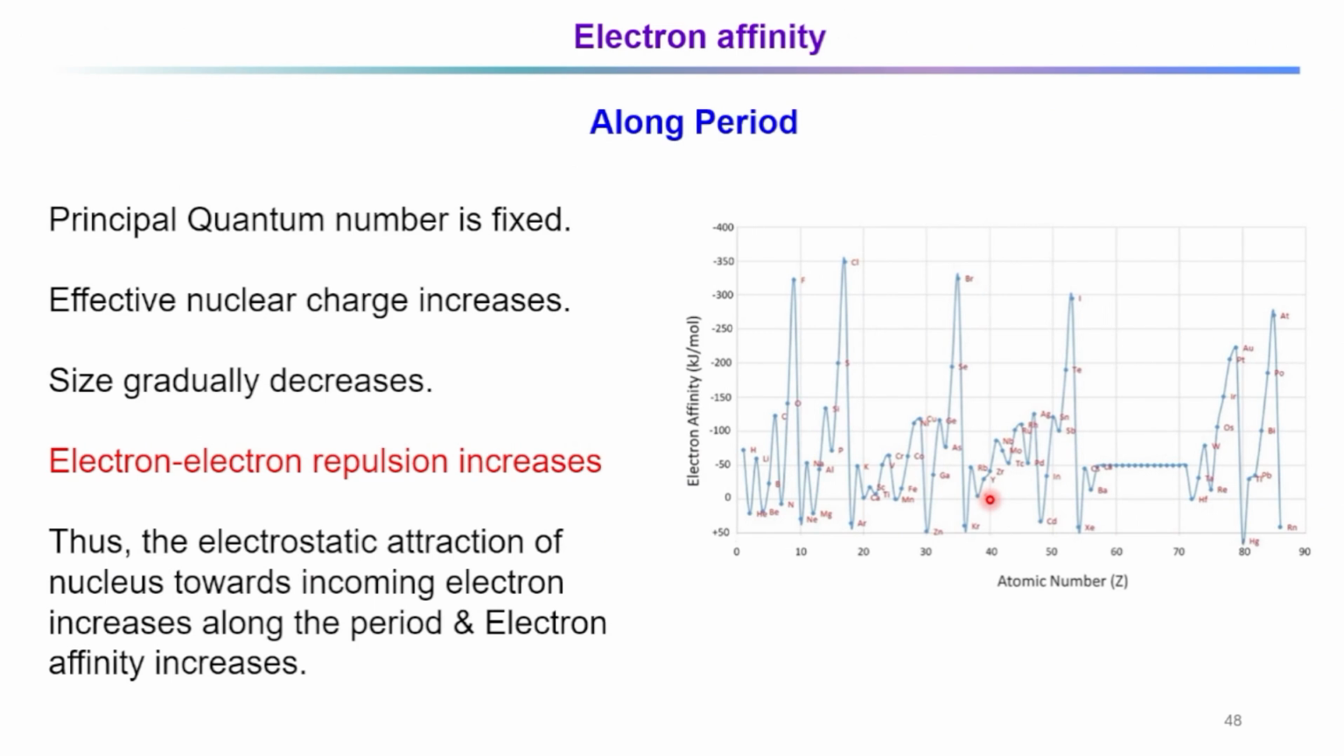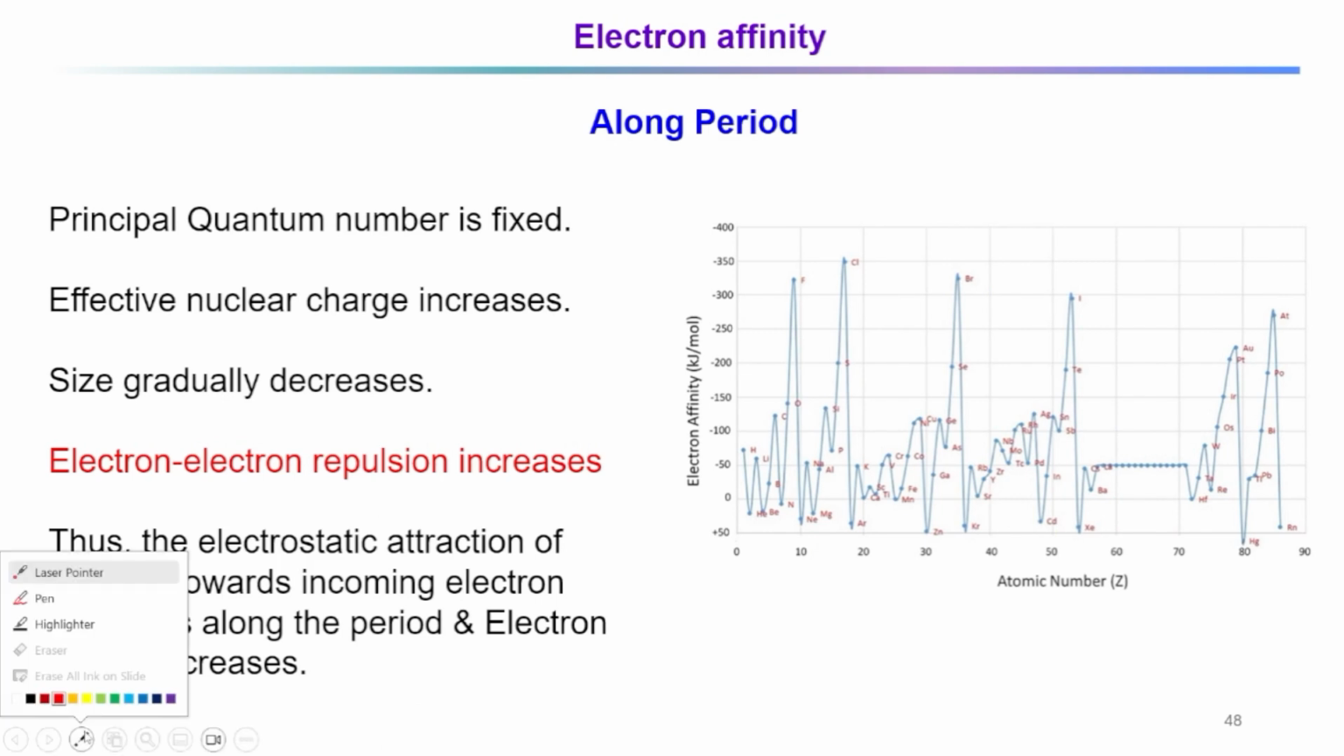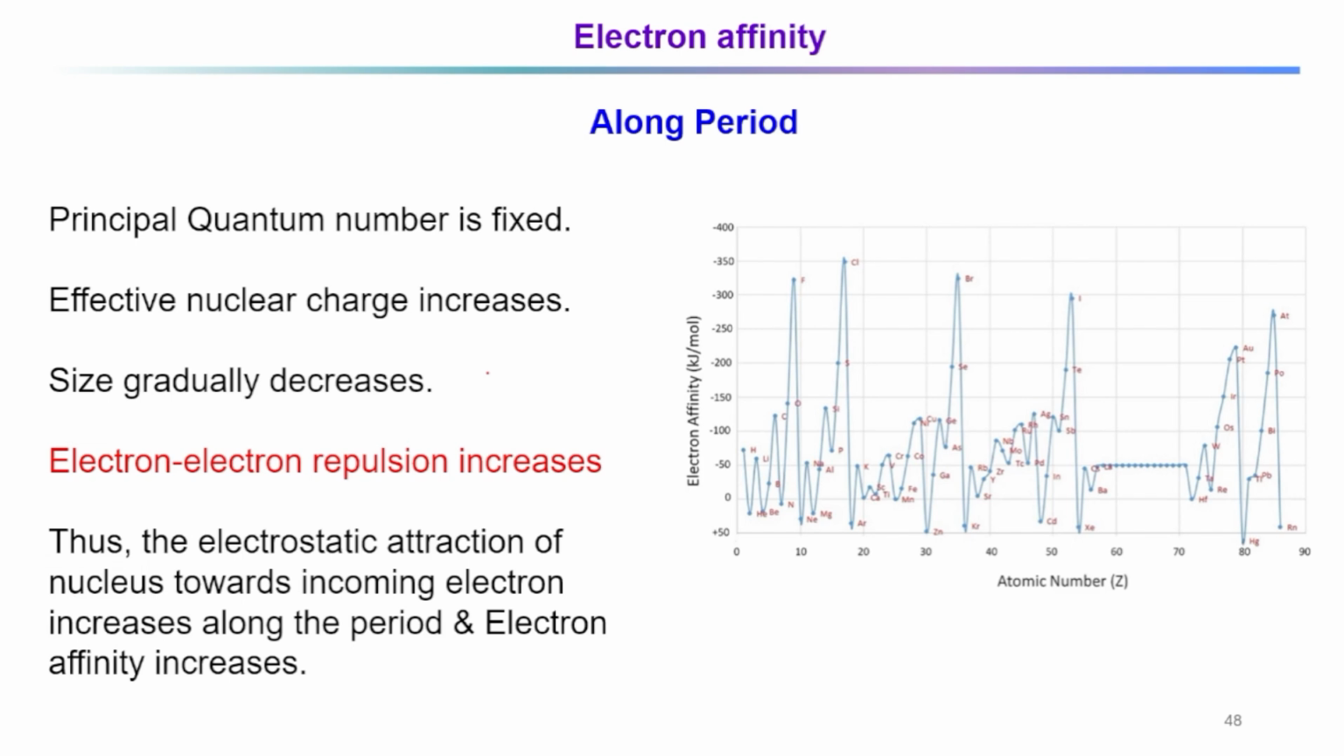So what are the reasons behind it? We will try to understand. For this, I will take this pen. The principal quantum number is fixed along a period when we go lithium, beryllium, boron, carbon. At that time the principal quantum number is fixed, or the number of orbits is fixed. Shell number is fixed. Effective nuclear charge increases.